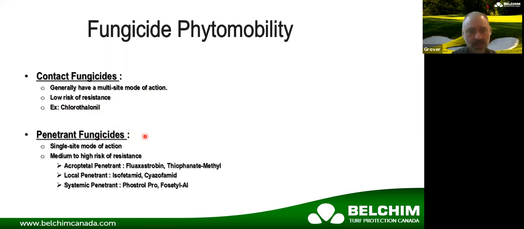Then you have your penetrant fungicides. These have a single-site mode of action, meaning they will stop the pathogen growth at one single biological or biochemical site within that fungus. Because of that, they're deemed medium to high risk in terms of developing resistance. We have three different types of penetrants. Acropetal penetrants, examples would be fluoxastrobin and thiophanate-methyl. Local penetrants, such as isofetamid and cyclophosphamide. And systemic penetrants, or what some other people might refer to as the true systemics, fosetyl-Al and Fosrol Pro.